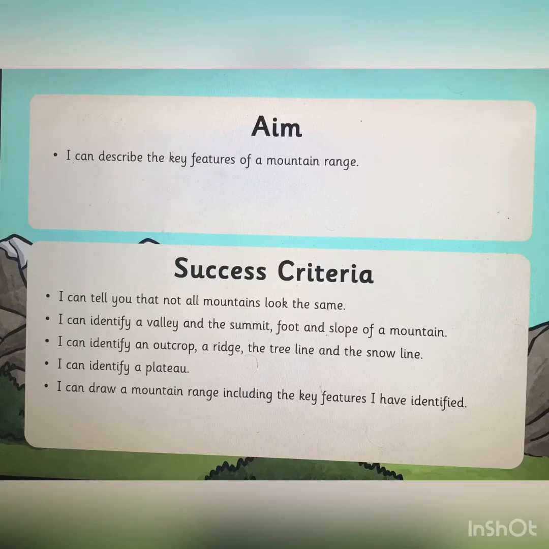So our aim for this class is to be able to describe the key features of a mountain range. So today's success criteria has everything to do with terminology and vocabulary. You should be able to tell me that not all mountains look the same. You should be able to tell me the difference between valleys and summits, foots and slopes. You should be able to identify an outcrop, a ridge, the tree line and snow line. You should also be able to identify what a plateau is, and you should be able to draw a mountain range and include these key features in identifying what your mountain looks like.